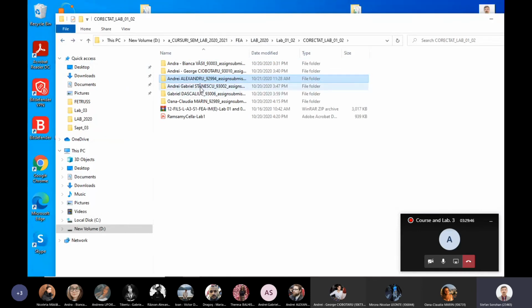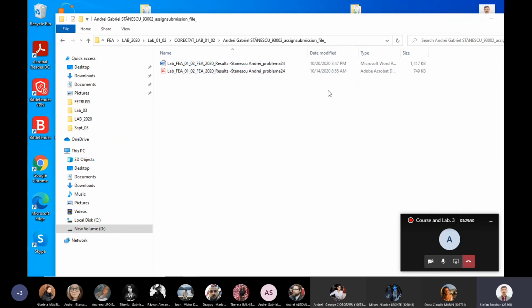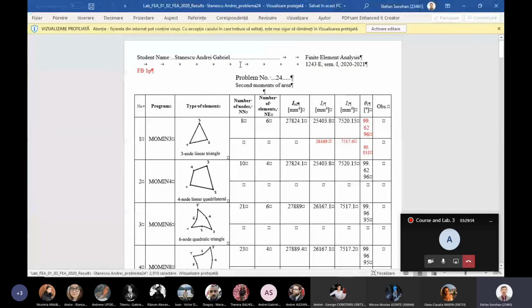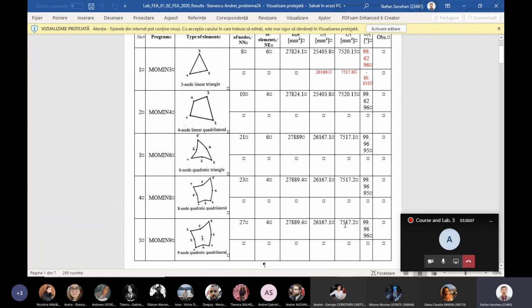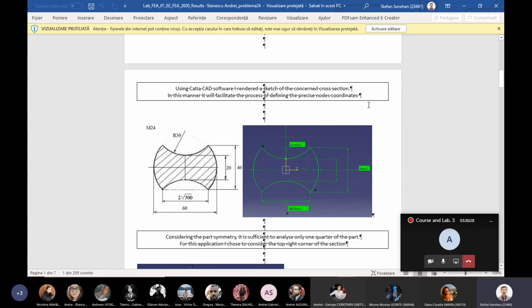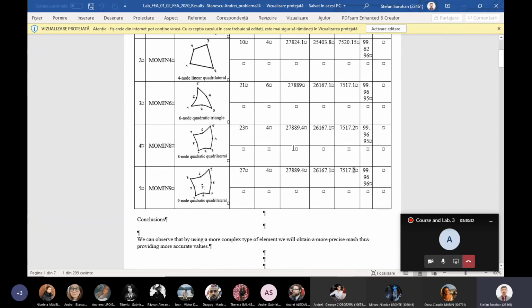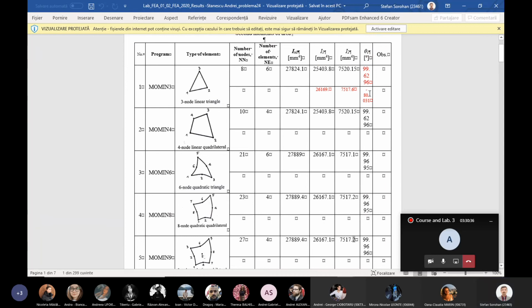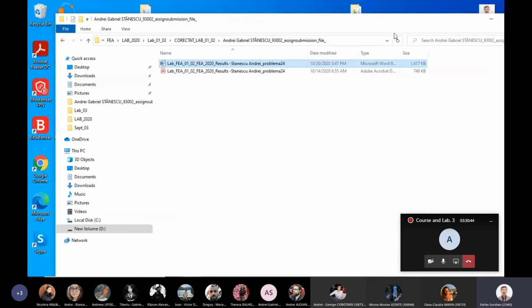Let's open Stanescu, for example. He had 2, which was the last one. So it's 5. This is the correct value from my results. It's closer to this one, and finally 75, it's almost the same. As you can see, only this digit is not perfect. This angle is minus 80, no, let's see the problem. It's 0, 90 and 0. But here I cannot see what it's with this one.